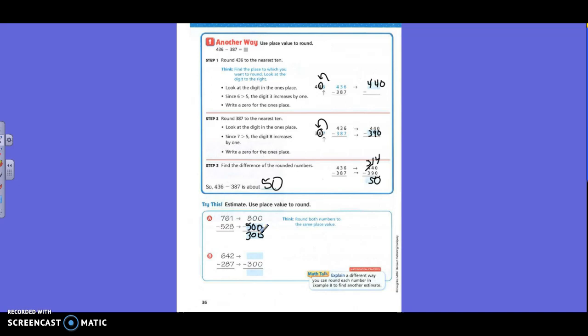Okay, let's do B. 642. What could you round that to? 600 would be the nearest 100. 600 minus 300. I like that people were raising their hand and not shouting out the answer. What should it be, everyone? 300. All right. Go to the next page, please.